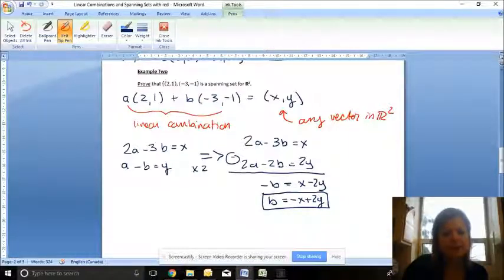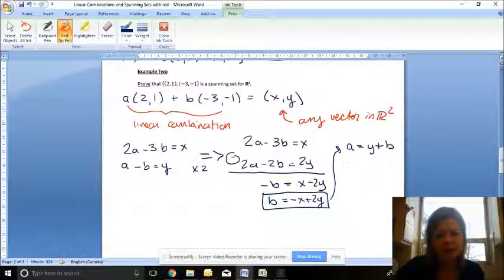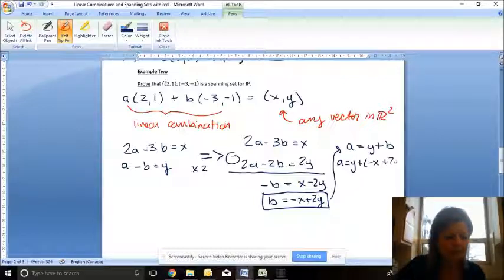All right, so now let's put this b back in. So remember now a can be written as y plus b. So that's just rearranging the second equation. So a can be written as y plus, and instead of b, we can put minus x plus 2y. So a can be written as 3y minus x.